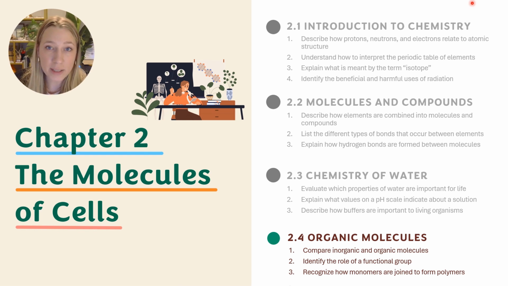To summarize that section, organic molecules are the building blocks of life. Carbon's versatility allows it to form complex structures, while functional groups give molecules their unique chemical properties. Through processes like dehydration synthesis and hydrolysis, monomers are assembled into polymers or broken down into those individual subunits as needed to sustain life.